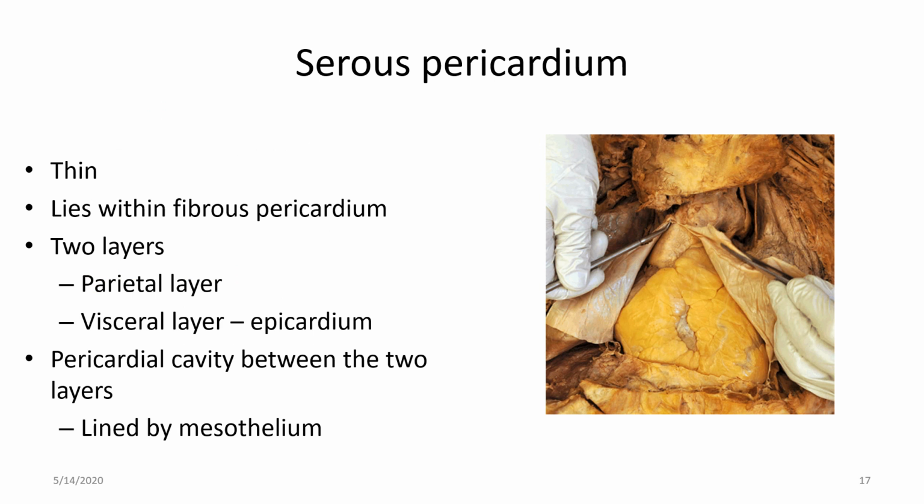And coming to the serous pericardium. Serous pericardium is thin when compared to the fibrous pericardium, which is a thick and tough layer. The serous pericardium is a thin layer and it lies within the fibrous pericardium. It has two layers, the parietal layer, which is in contact with the fibrous pericardium, and the visceral layer or epicardium, which is in contact with the heart.